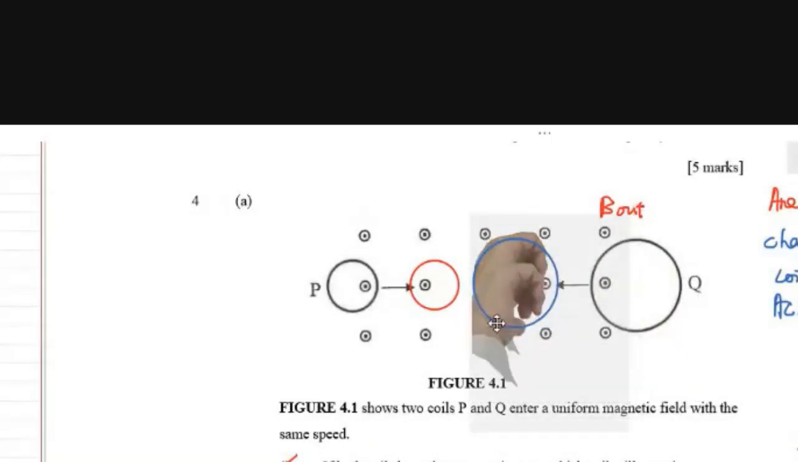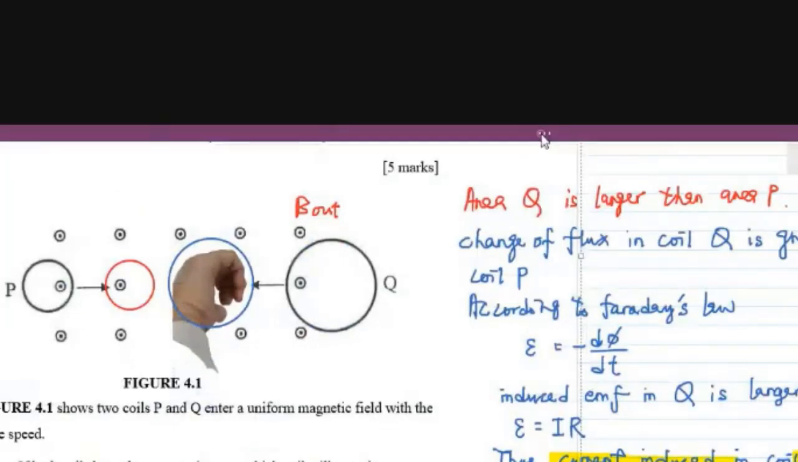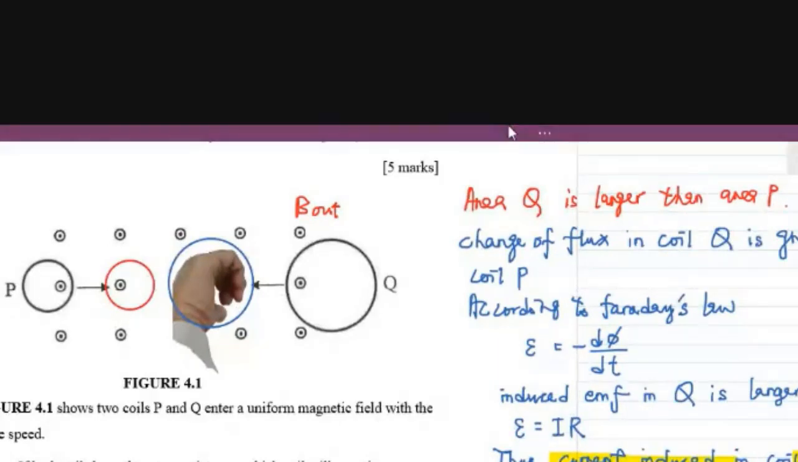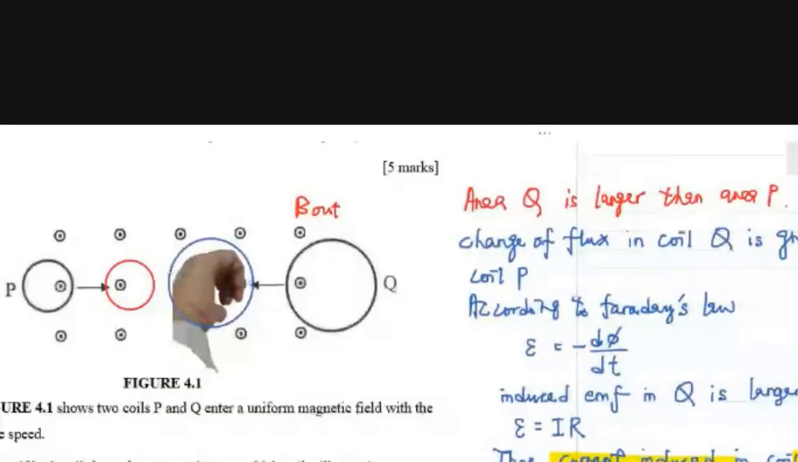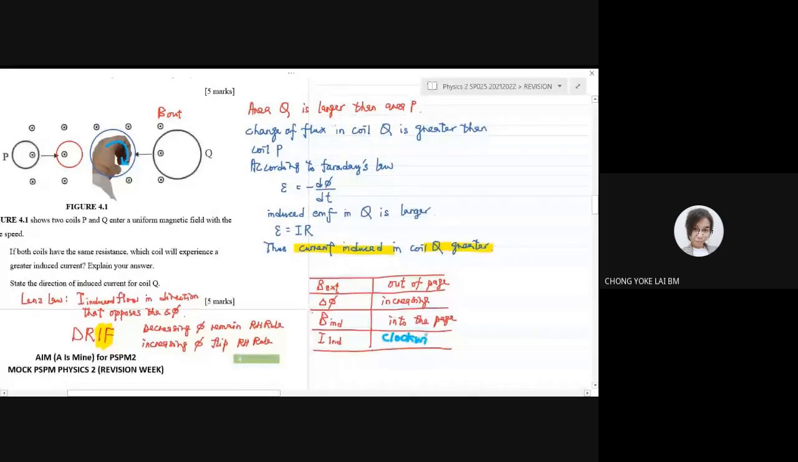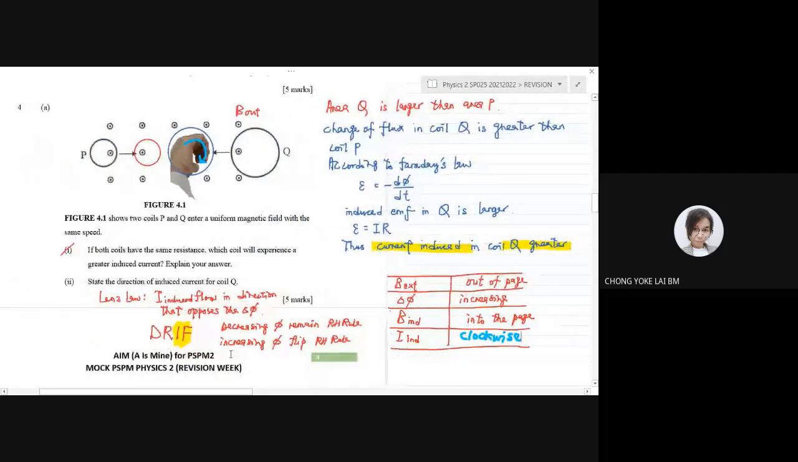Jadi macam ni pula. So now we have to flip our hand, whereby kita kena hasilkan B induced that points into the page. So in order to create B induced pointing into the page, kita akan nampak fingers kita akan curve clockwise. So current induced will flow clockwise. Gunakan Lenz's law tu.